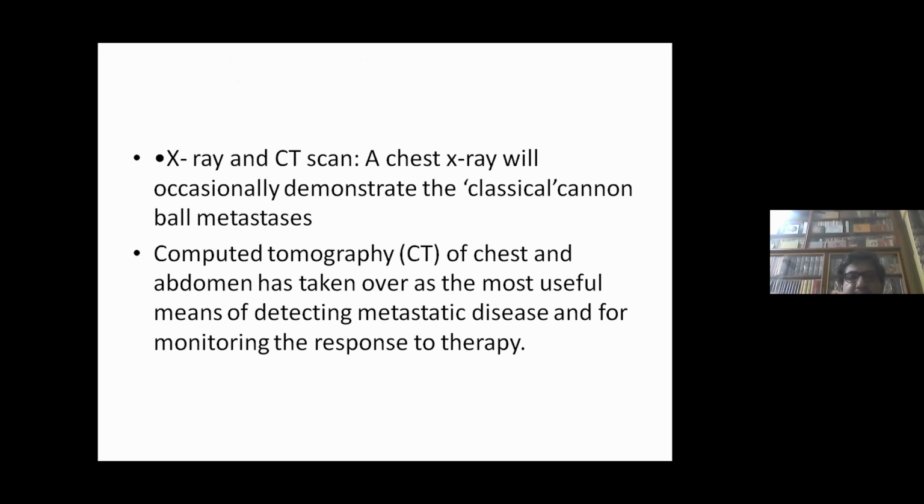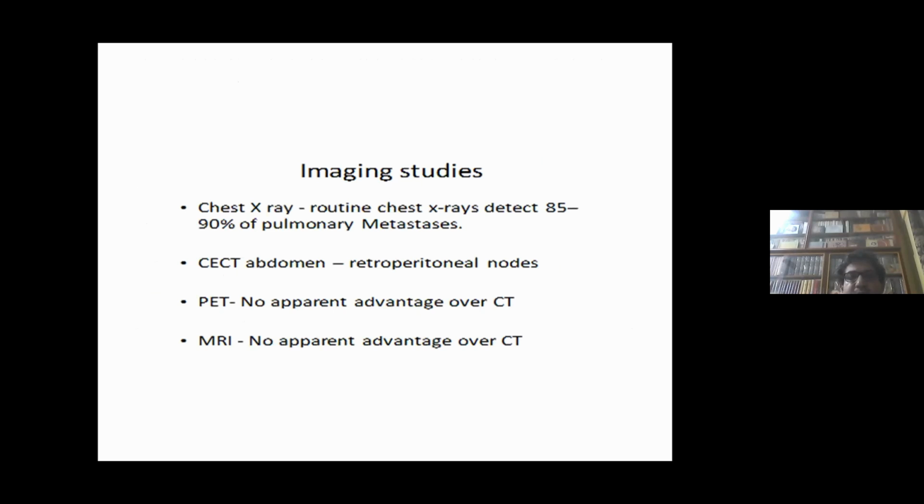Now, the next step is X-ray and CT scan. A chest X-ray will occasionally demonstrate the classical cannonball metastasis. CT scan of chest and abdomen has taken over as the most useful means of detecting metastatic disease and for monitoring the response to therapy. Routine chest X-ray detects 85 to 80% of pulmonary metastasis. CT abdomen can detect retroperitoneal nodes. PET has no apparent advantage over CT, and likewise MRI.